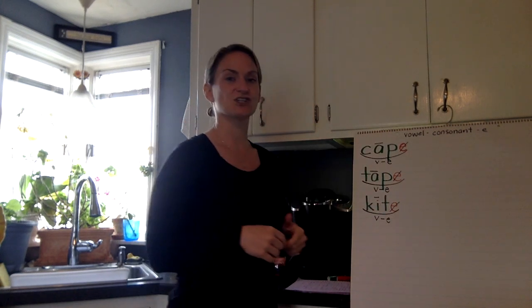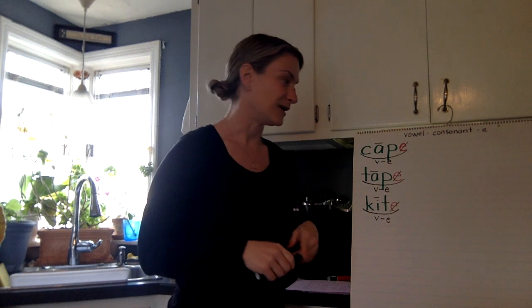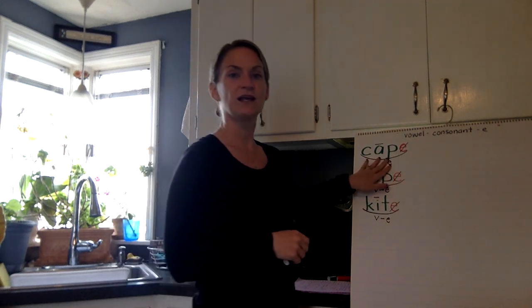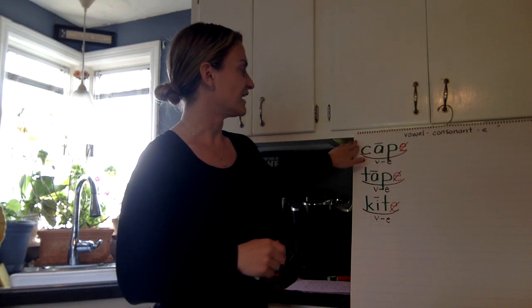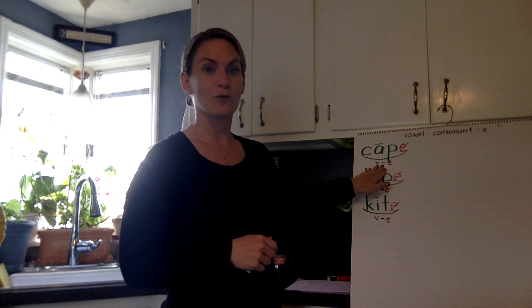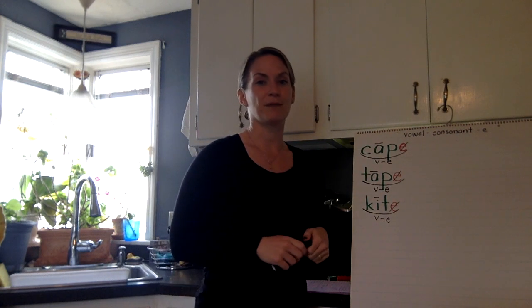But for today, I just want you to understand that there is that bossy E, or that silent E, that can make the vowel say its name. When we mark it, we're going to cross off that E, we're going to scoop it, we're going to mark it as a vowel consonant E, so it's not a closed syllable anymore. And today we learned about that macron.